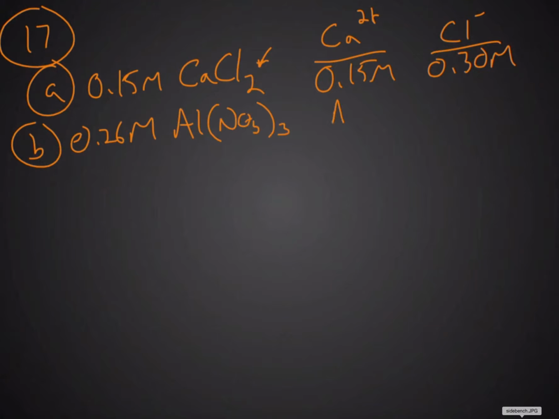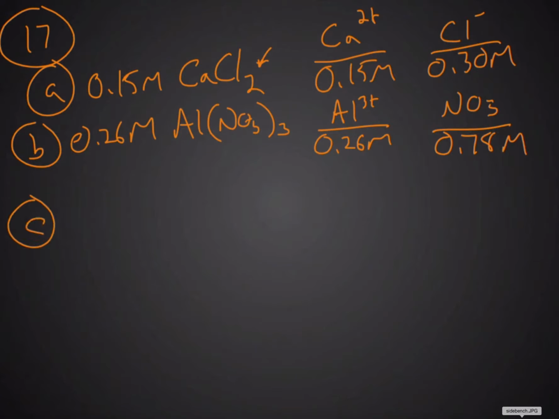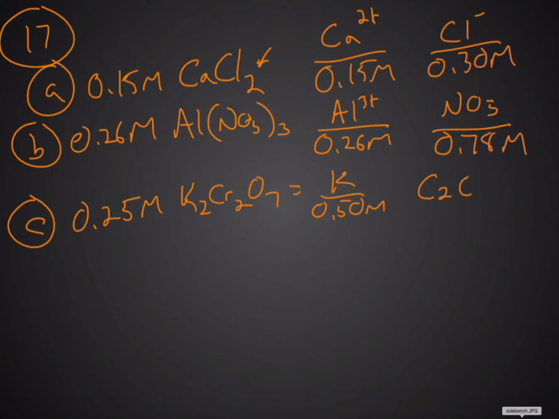For B, 0.26 molar solution of aluminum nitrate. So the aluminum is going to have the same concentration because there's just 1 aluminum per mole. So that's 0.26. The nitrate, though, there are 3 moles of nitrate ion for every mole of solution when it dissociates. So you get 3 times the concentration, or 0.78 molar. In the next one, we have 0.25 molar potassium chromate. And since there's 2 potassiums per mole, the concentration of potassium is twice as much, so 0.5 molar.